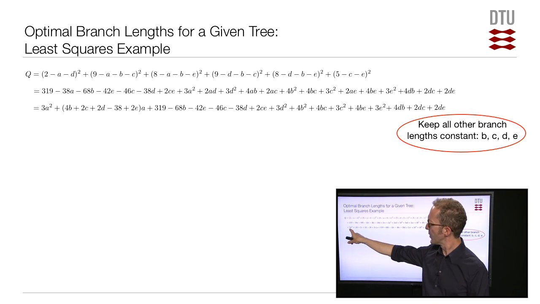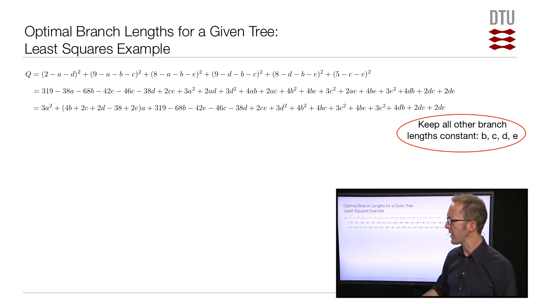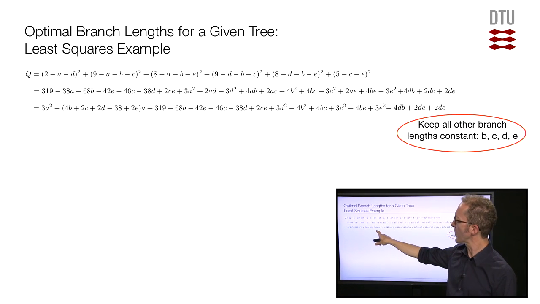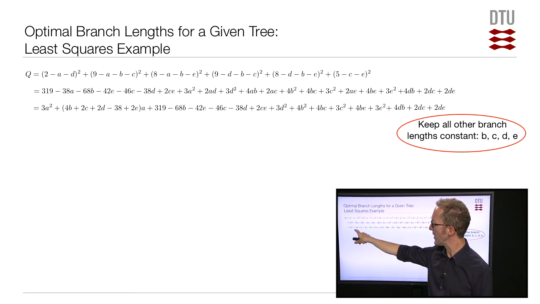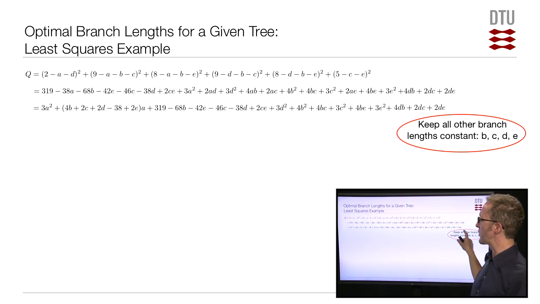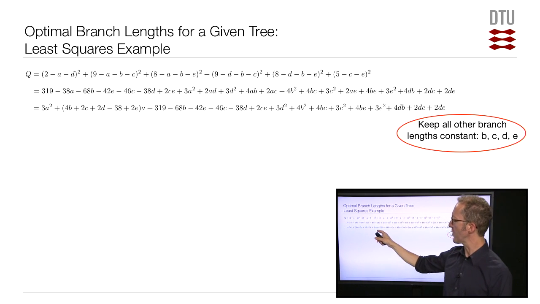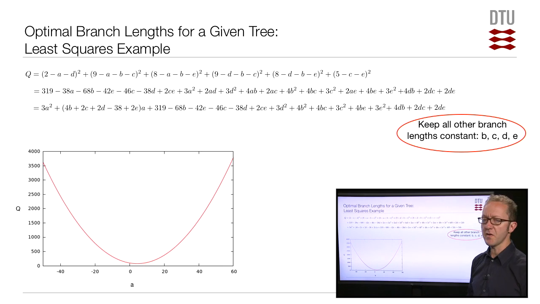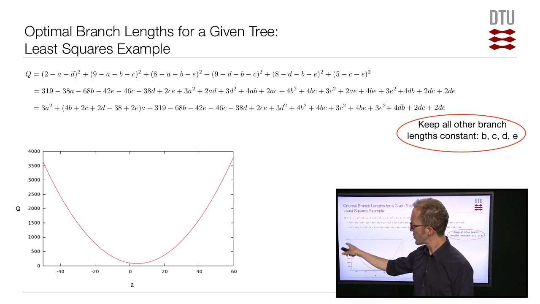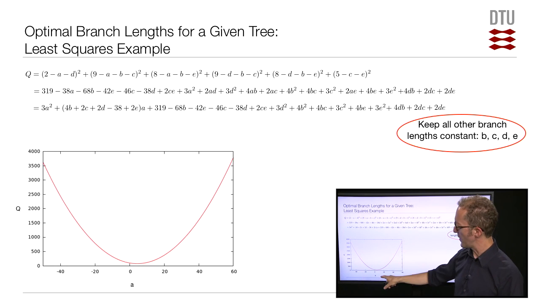Well, look at this. We have 3 times A squared, then we have some constant times A. Remember, we have now just fixed these branch lengths at arbitrary values, so we have some constant times A, and then we have some constant. 3 times A squared plus a constant times A plus some constant. You know what that is? That's a parabola. So Q shown as a function of branch length A will look like this.